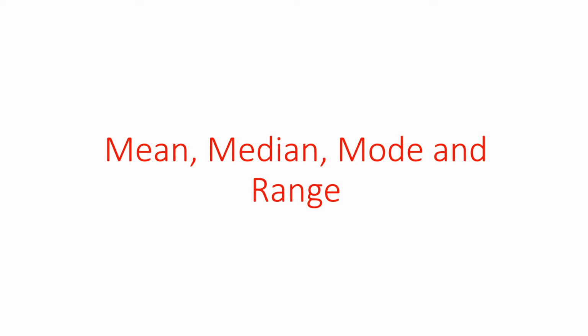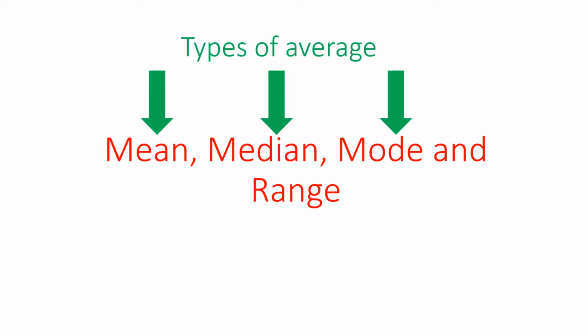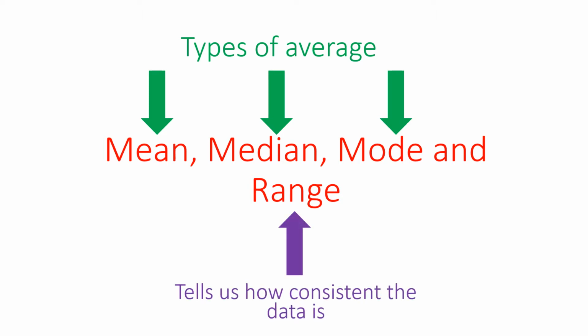Hi, in this video we're going to look at the mean, median, mode and range. So the first three, the mean, median and mode, are types of average, and the range tells us how consistent the data is, what the spread of the data is like.